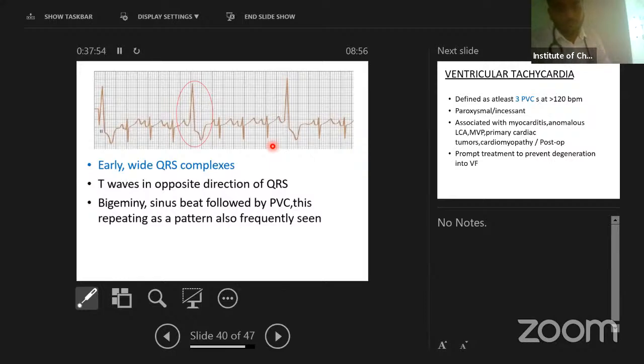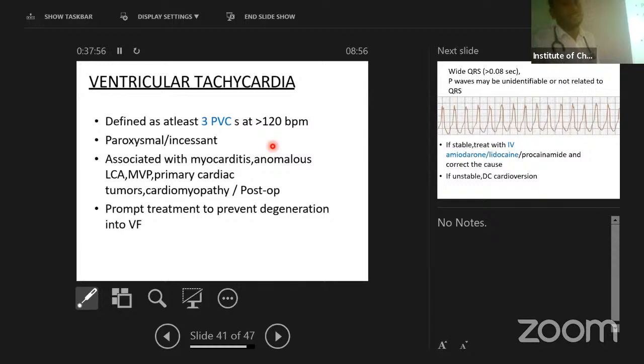Ventricular tachycardia (VT) is defined as at least 3 or more premature ventricular contractions, or a heart rate of more than 120 beats per minute. It can be paroxysmal or incidental, associated with myocarditis, anomalous left coronary artery, mitral valve prolapse, primary cardiac tumor, cardiomyopathy, or post-operative cases. Prompt treatment is needed to prevent degeneration to VF. VT can turn rapidly into VF, that is ventricular fibrillation.